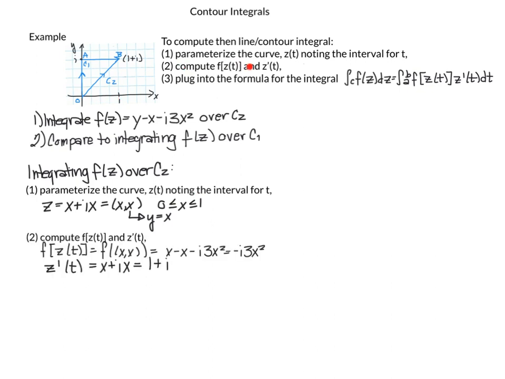The second step is we need to compute f of z of t and z prime of t. So f of z of t is equal to f of x. So let me see, where is our f of z? So that means we need our y coordinate, which is equal to x, minus our x coordinate, which is equal to x, minus 3x squared. So that's minus 3, and then plugging x, which is just x, squared here. So what I get is minus 3x squared.